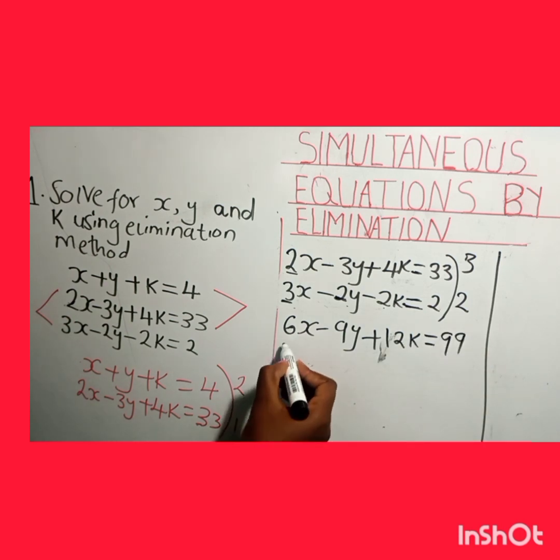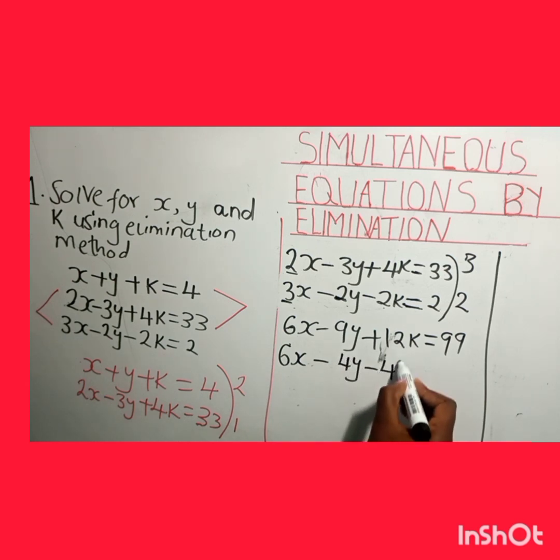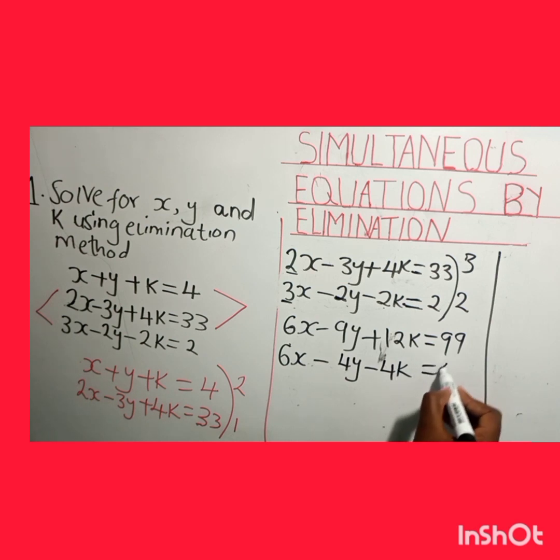Then 3 times 2: 6x minus 4y minus 4k is equal to 4. That's what we have. We have made the coefficients of x the same. Then how do we subtract these two equations? I'm going to put a minus there.